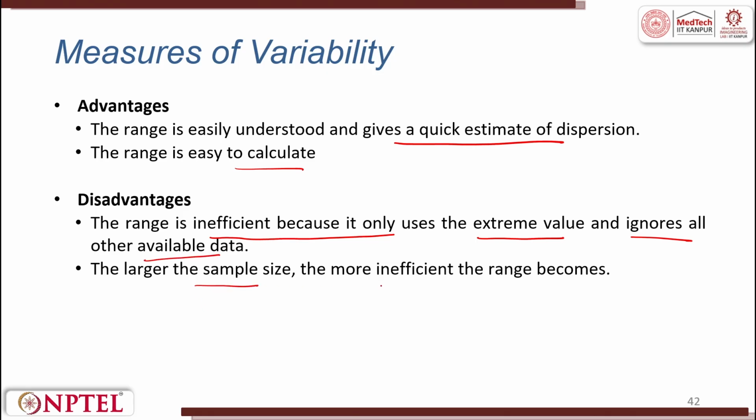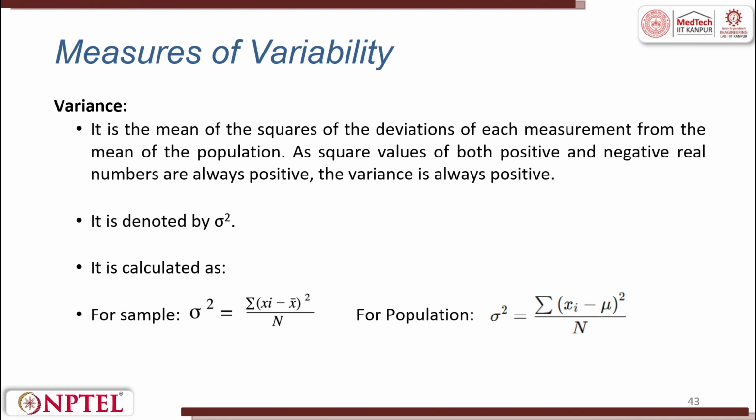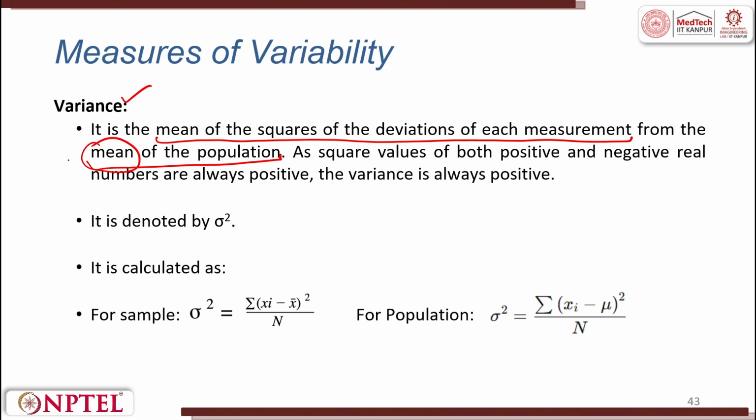The larger the sample size, the more inefficient the range becomes. Then there is a close variability-determining parameter that is calculated, which is variance. It is the mean of the squares of the deviations of each measurement from the mean of the population. So there could be variance with respect to mean, variance with respect to median, but generally when we talk about variance, it is always the variance with respect to mean. It is given here: the mean of the squares of the deviations from the mean of the population.